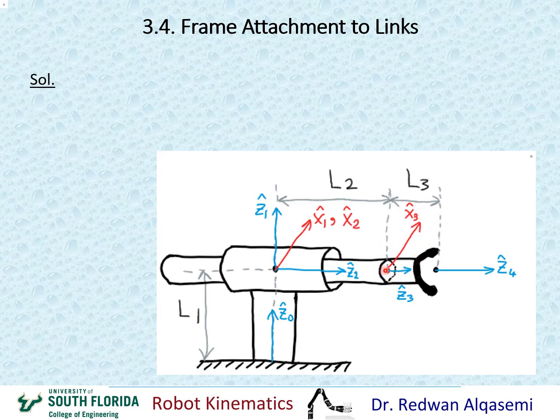But remember, we had a lot of choices for both the origin of frame 3 and the direction of x3. Now we move on to x0.